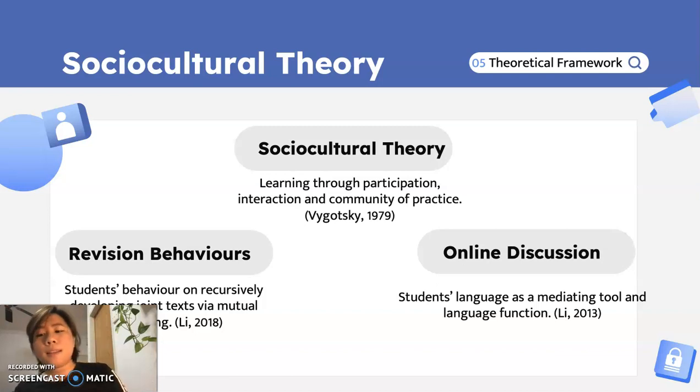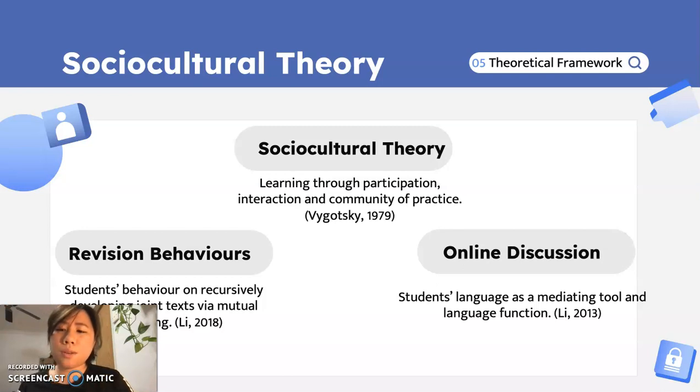After looking at the RO, RQ, RH, let's have a look at the theoretical framework. The theoretical framework for this research is based mainly on sociocultural theory. This was first introduced by Vygotsky in 1979. Vygotsky believed that learning through participation, interaction, and community of practice is best. So Vygotsky believed that when students are learning together in a group of friends, they actually get to interact more, they actually get to participate more.